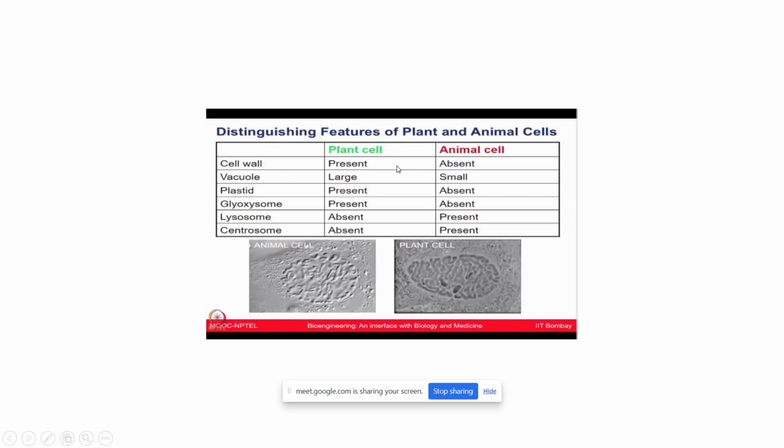In terms of what is present and absent within eukaryotes themselves, we can divide them into plant cell and animal cell. Generally, a plant cell has a cell wall, whereas an animal cell doesn't. It also has vacuoles and plastids. An animal cell doesn't have plastids, and it doesn't have glyoxysomes either, whereas lysosomes and centrosomes are present in animal cells only and not in plant cells.